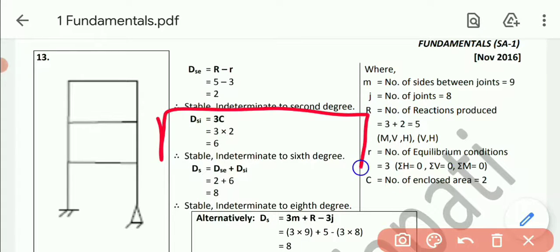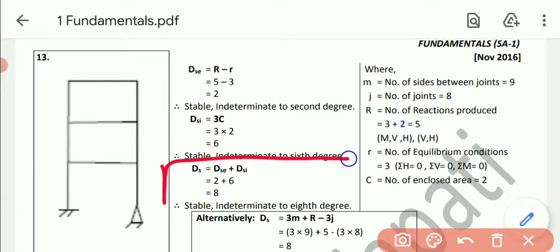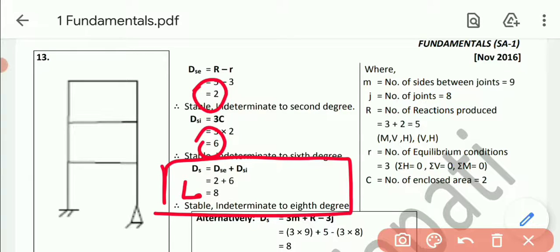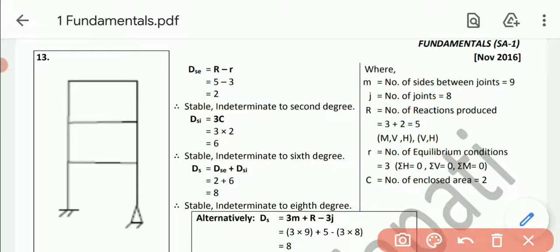Then DSI is 3 times C. C is 2, 3 times 2, answer comes 6. Stable and indeterminate to 6 degree. Finally DS is DSE plus DSI, 2 plus 6, answer comes 8. Stable and indeterminate to 8 degree. Clear? So we have got the answer.